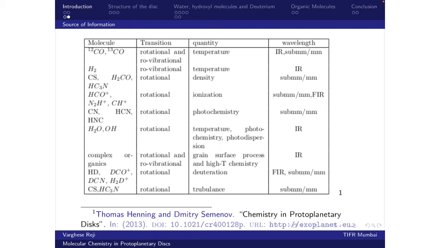In this table, we can see the spectral region, the corresponding chemical transition for the particular radiation, and the quantity we are interested in. The main wavelengths we are using are infrared and submillimeter. This comes from the rotational and ro-vibrational transitions. Almost all transitions are rotational and ro-vibrational transitions. And the main quantities we are studying are temperature, density, ionization, photochemistry, etc.